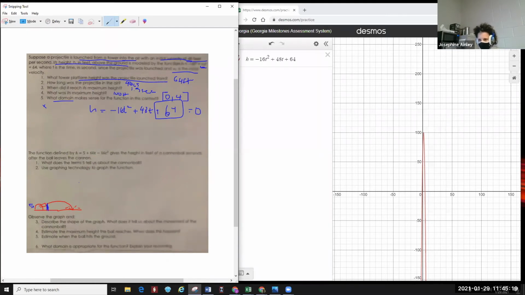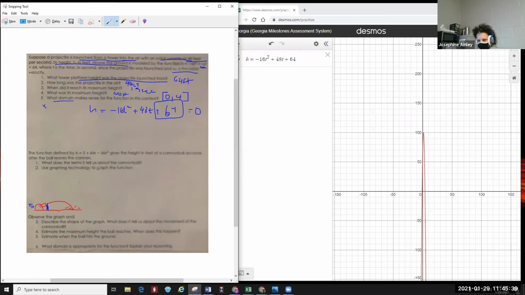So what does the term 5 tell us about the cannonball? Go ahead and write it, because mine will look really bad. Just write: it represents the initial height the cannonball was shot from. I'll say that again: it represents the initial height the cannonball was shot from.